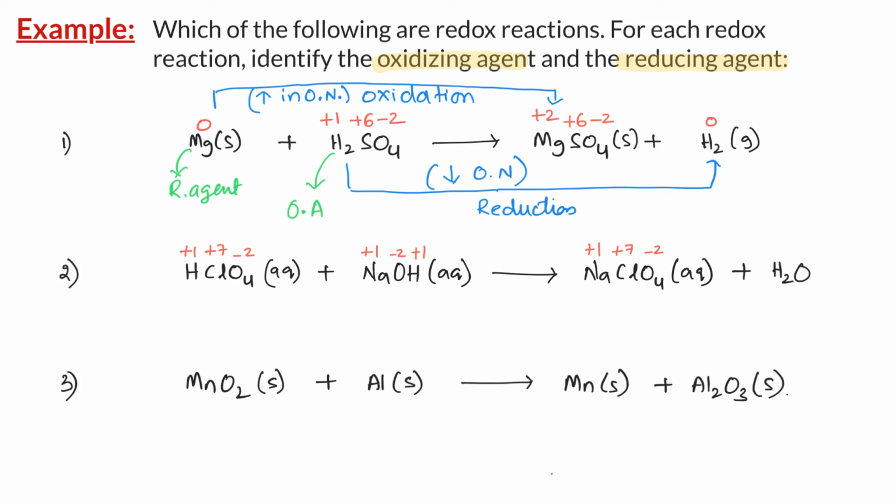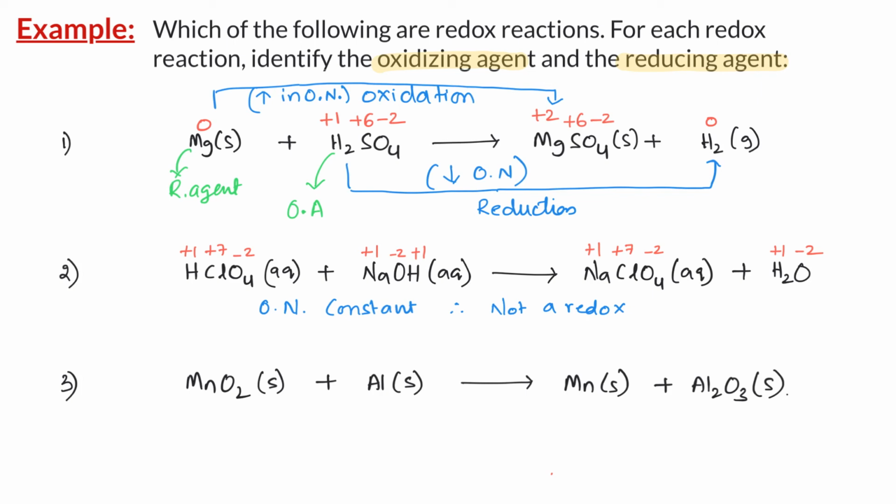In water, hydrogens will be +1 and oxygens will be -2. As we can see, the oxidation numbers of all the atoms remain constant during the reaction. Therefore, this is not a redox reaction. In fact, this is an acid-base reaction, that is the reaction between perchloric acid and sodium hydroxide.